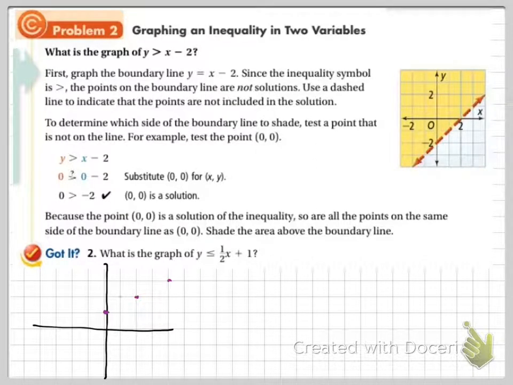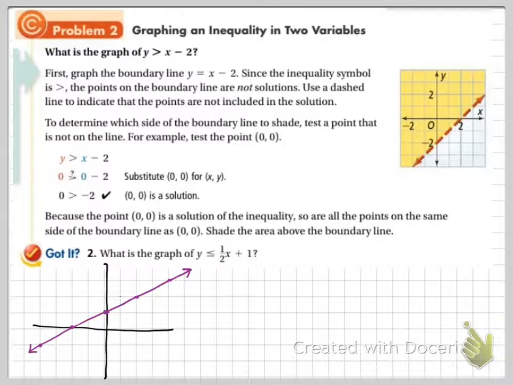I'm also going to go the other direction, so I'm going to start here again. Go down 1 to the left 2, down 1 to the left 2. And I'm going to connect it with a solid line, because this symbol right here is less than or equal to, so it's a solid line. If it was just less than, it would be a dotted line.